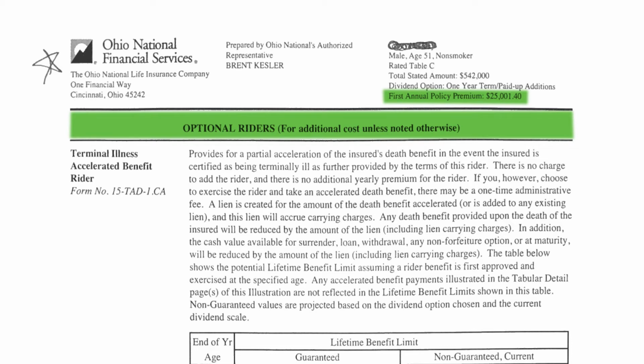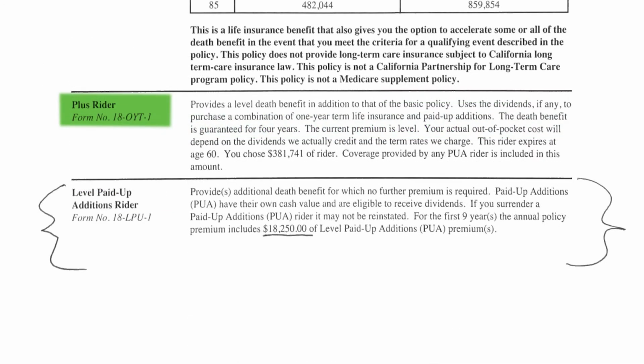Now, as you can see here, there's the terminal illness accelerated benefit rider, which I explained earlier. Same thing, terminal illness rider. And you can see that there's a plus rider here.